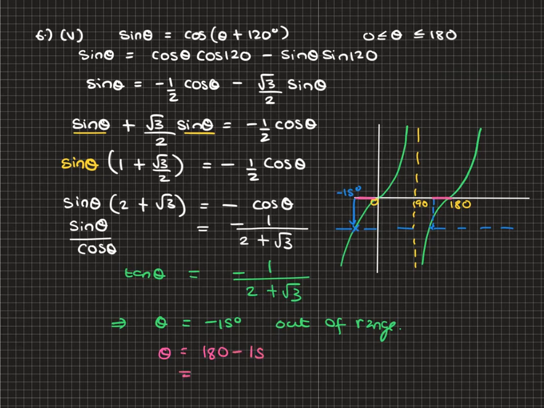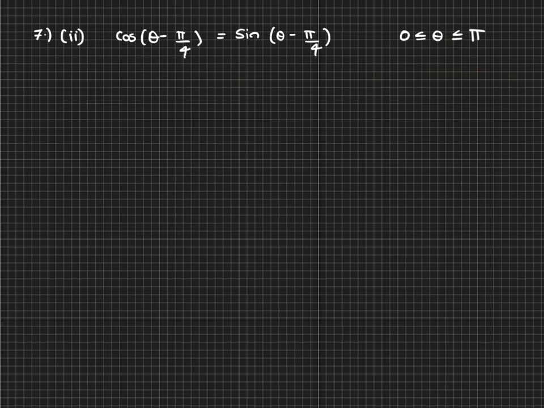Be very careful when you do this. And you get 165 degrees as your answer. So question 7 part 2 is another trigonometric equation, and the range of values of theta given is 0 to pi. Use the compound angle formula to expand on both sides.